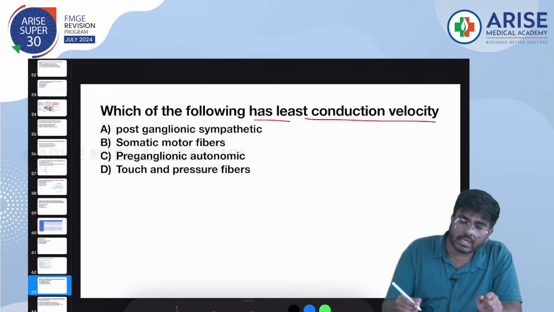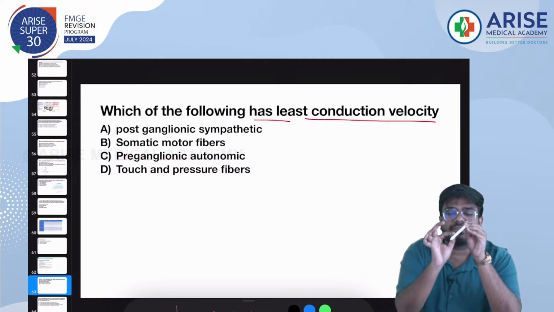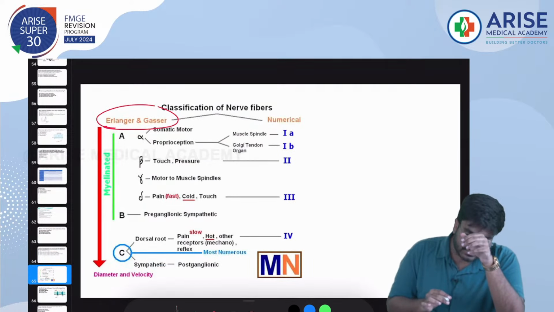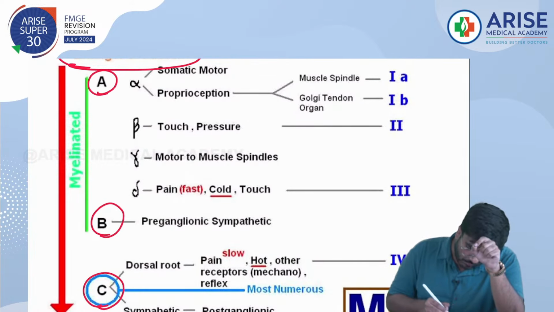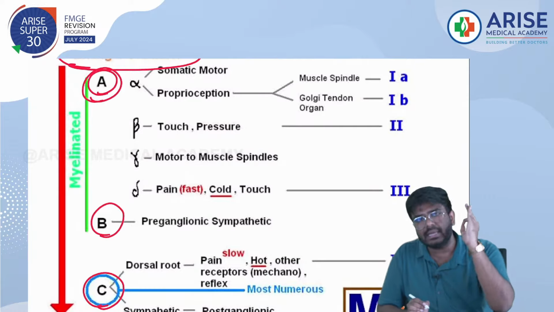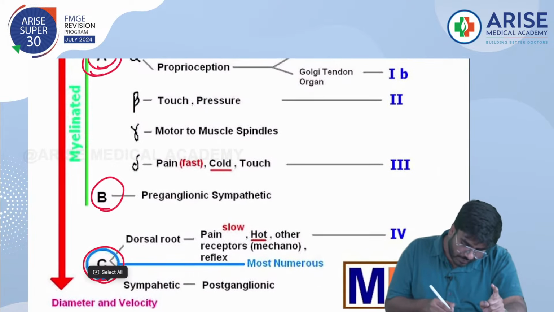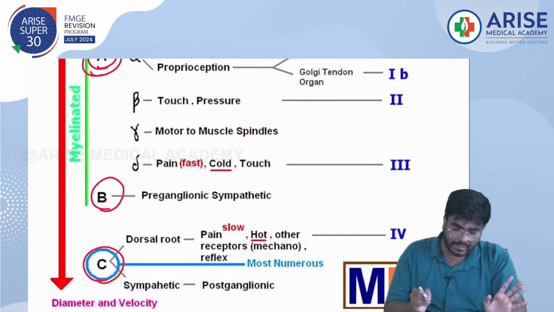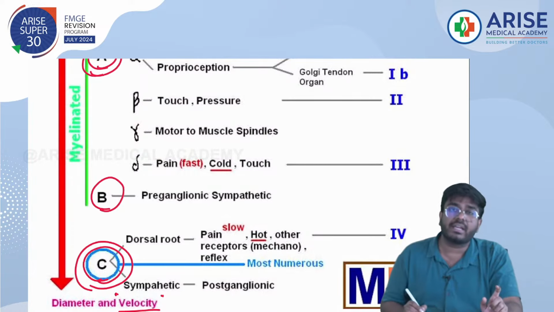Which of the following has the least conduction velocity? Which neurons have the least conduction velocity for the electrical impulse? Look here, guys. This is the Erlanger-Gasser classification. According to it, neurons are classified into A type of fiber, B type of fiber, and C type of fiber. A fibers are highly myelinated fibers, which have the highest conduction velocity. C fibers have no myelination. They are unmyelinated fibers, so the velocity of impulse conduction is very low.